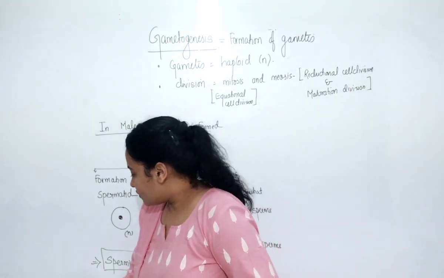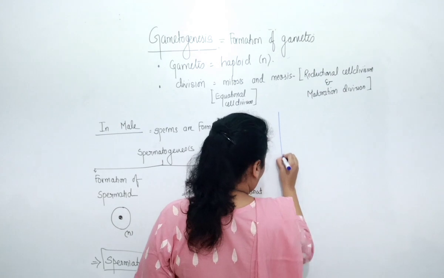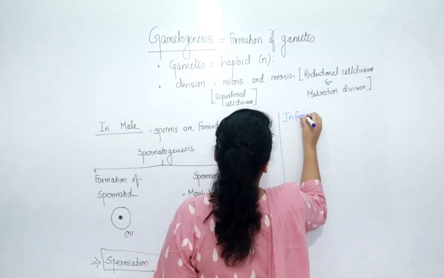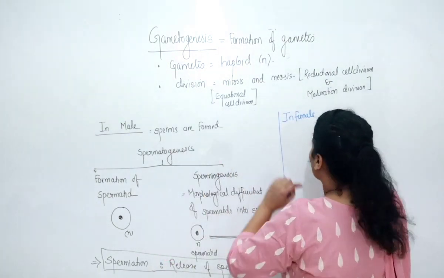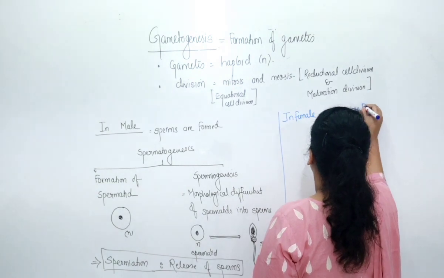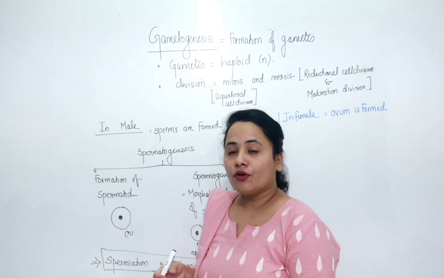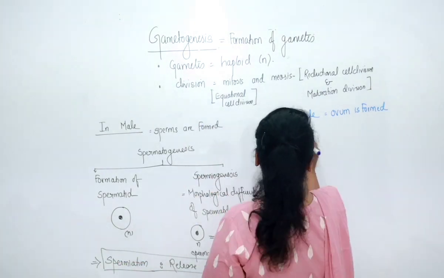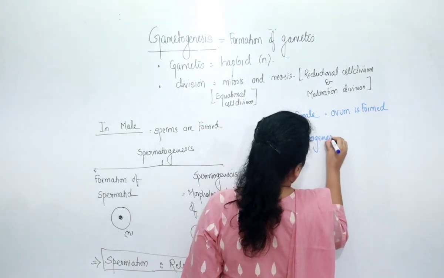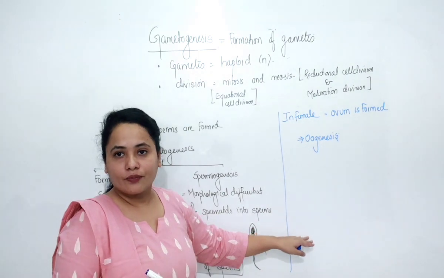Now next we will talk about female. So what happens in a female? Let us talk over here. In female, what is formed? Ova is formed, or ovum is formed. And the formation of ovum is called oogenesis. It is called oogenesis.